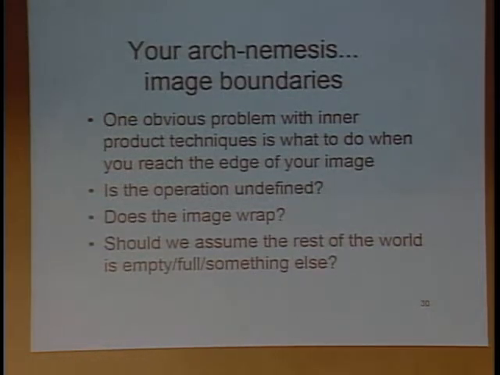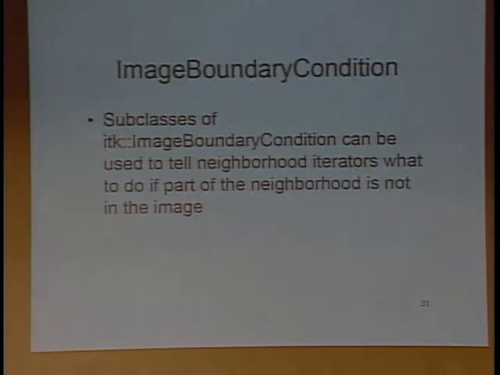Okay, so what if the neighborhood moves outside the image? The out-of-bound pixels have no values. Then how do we define the operation? There is a class called image boundary conditions. Its subclasses will provide you some rules for how to estimate the out-of-bound pixel values.